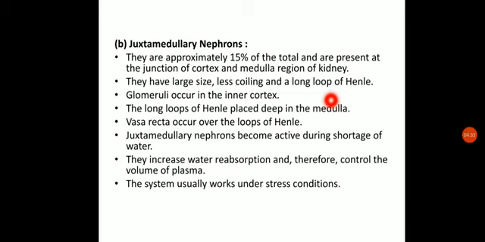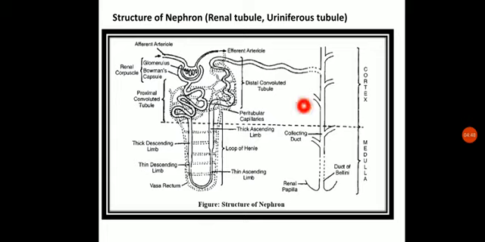Okay, now these are basically larger in size compared to the cortical nephrons. They will have a large size, less coiling, and the loop of Henle will be longer. So here, suppose this is the juxtamedullary region. This will have a large size, the loop of Henle will be longer, and the tubules, that is the distal convoluted tubule and the proximal convoluted tubule, are not that much coiled. We can say they are less coiled. Okay.